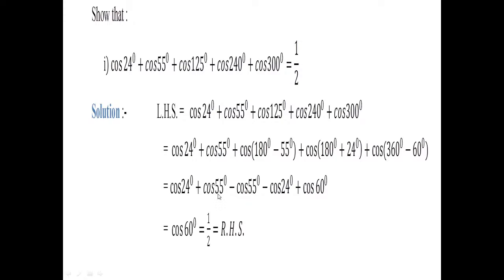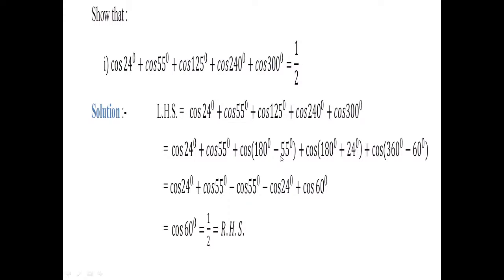Cos of 24 plus cos of 55, here 180 minus theta, cos of pi minus theta. Pi is a multiple of 90 degree, 2 into pi by 2, so cos remains cos. Cos of 180 minus theta lies in the second quadrant, and in the second quadrant cos is negative, therefore we get minus cos of 55 degree minus cos of 24 degree.